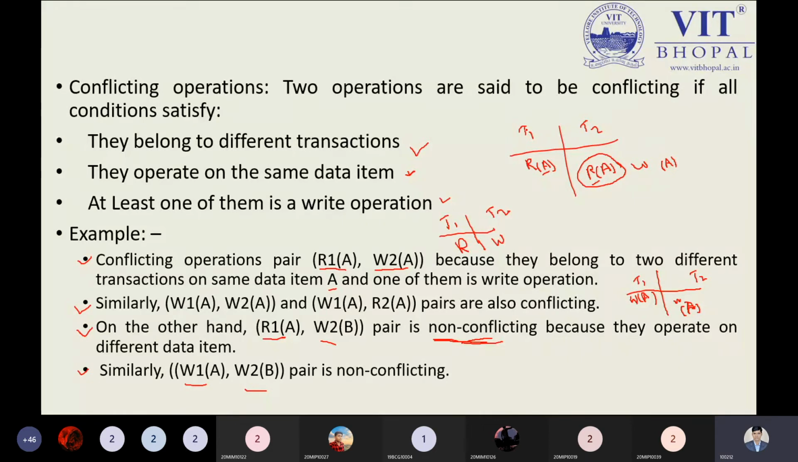Now these rules are clear to all right now. Is it clear to all right now? All these rules are clear. Yes. Yes. So that's why all these things I have given inside the examples.